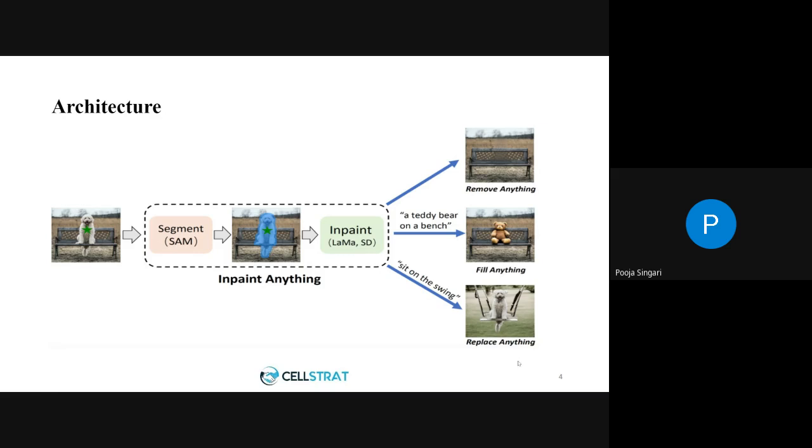And the third one being replace anything. This basically relates to the environment. So you can take the point of interest, which is the dog, and place it in another environment, which is sit on the swing. So this can be used in cases where you're virtually trying on a product, but you want to see how it looks in different lighting, different environments.